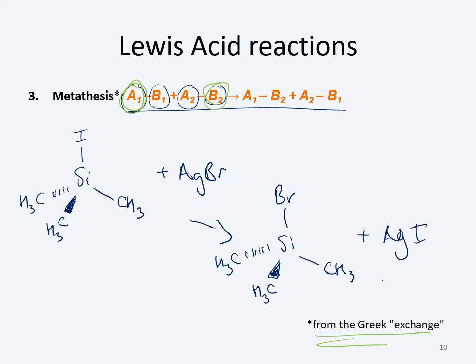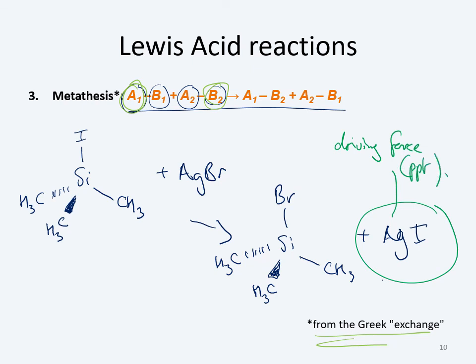Now, key point here with this reaction, I mean, this reaction obviously is going to be quite involved because you've got to break 2 bonds and remake 2 bonds. But in this case, what we're going to make is silver iodide. And this is a precipitate. So this is actually the driving force for this reaction, the precipitation of silver iodide. Okay, so the key point there is that this is going to be assisted by the formation of a second complex, which in this case is the silver iodide. Okay. And that's all for Lewis acid-base chemistry.